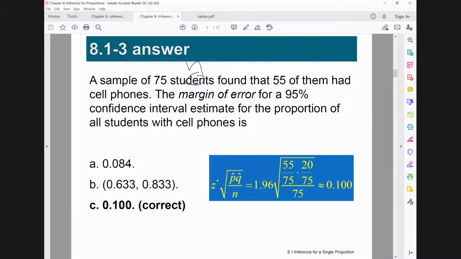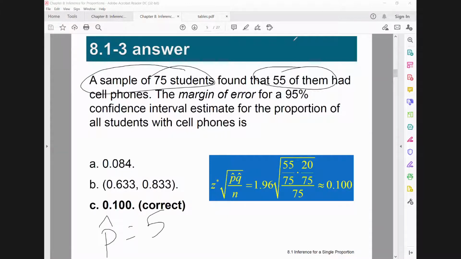Here what is the requested? I have a sample here. We have a sample containing 75 students. The size of this sample is 75. And the number of students who have cell phones is 55. Then P hat is the number of students having cell phones over all, over 75, which is 55 over 75. This is P hat. Then he requests the margin of error.